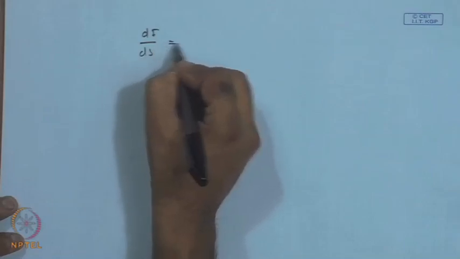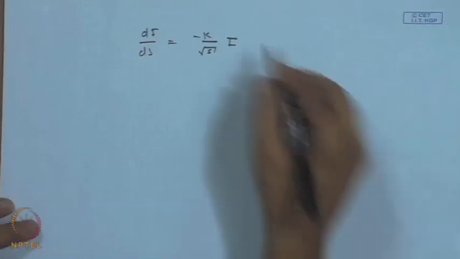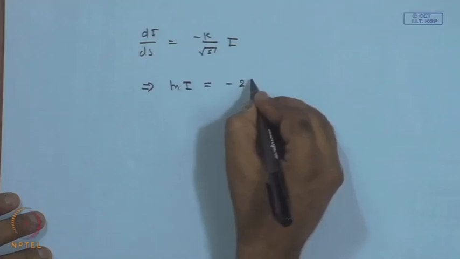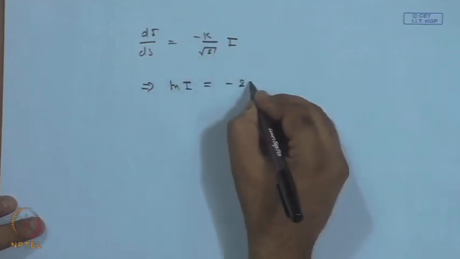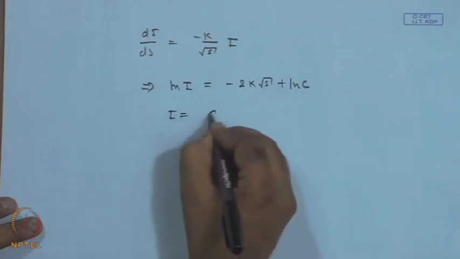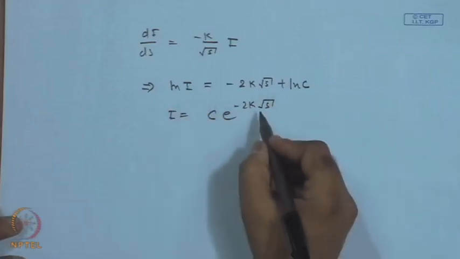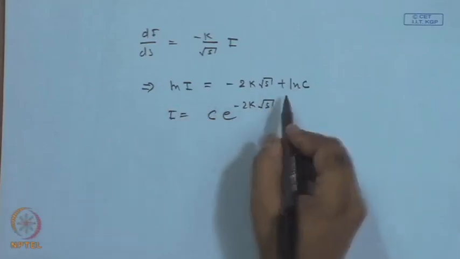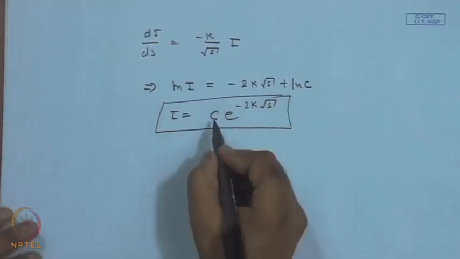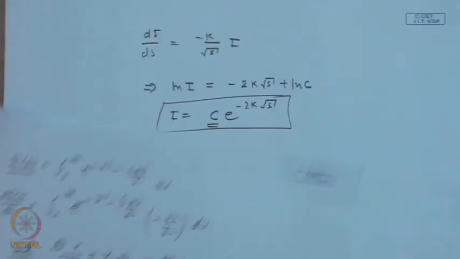dI over ds is equal to minus k over square root s times I, and this will give us ln I is equal to minus 2k, the integral of this, minus 2k square root s plus this ln c. So, I will be c e to the minus 2k square root s. Okay.